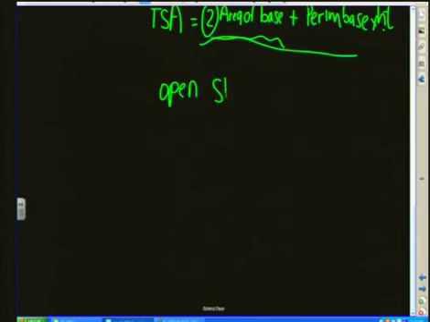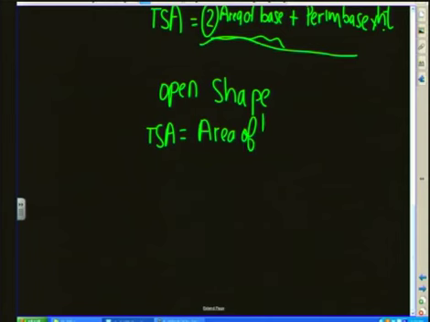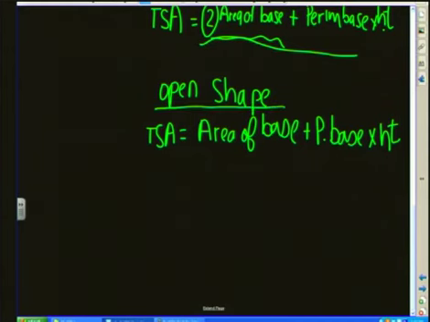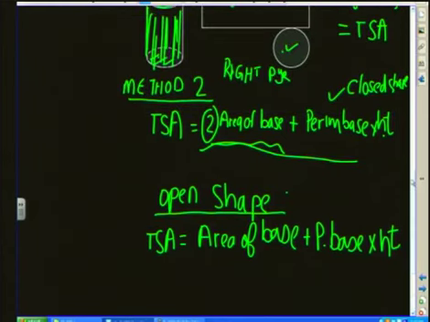Once you know the first one for an open shape, all you do is drop the 2, and your total surface area just becomes area of the base, because as I said, there's just one base now, plus perimeter of the base times the height. Okay, so that's all you need to remember with this one. The only thing you've got to be careful about is, are you dealing with an open shape or a closed shape?